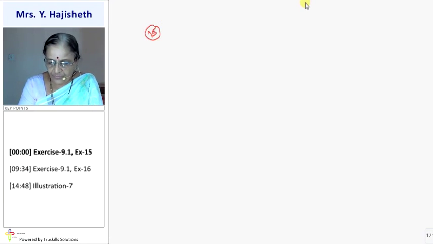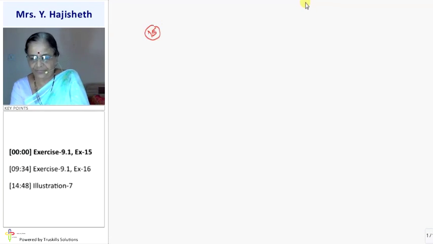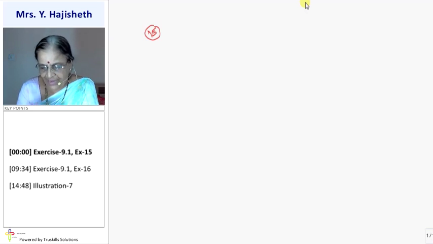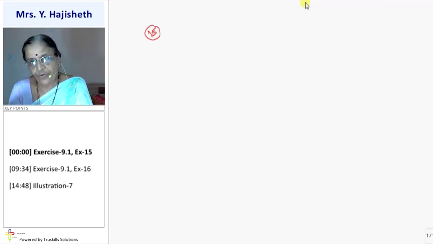Now see, sum number 15: a straight highway leads to the foot of a tower. A man standing at the top of the tower observes a car at an angle of depression of 30 degree, which is approaching the foot of the tower आगे आ रही है with a uniform speed.